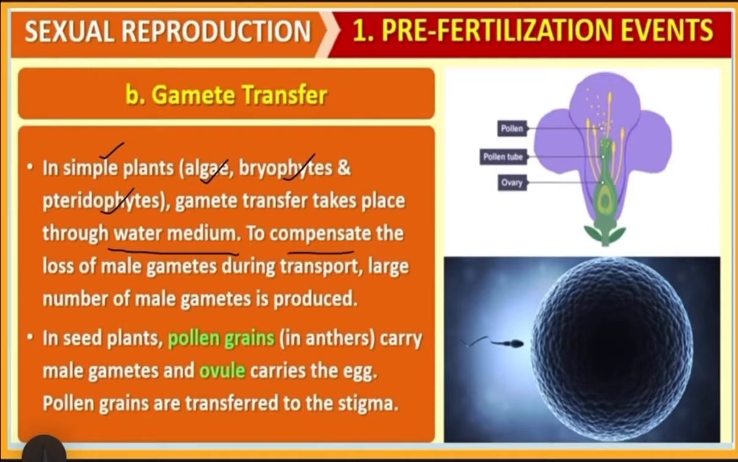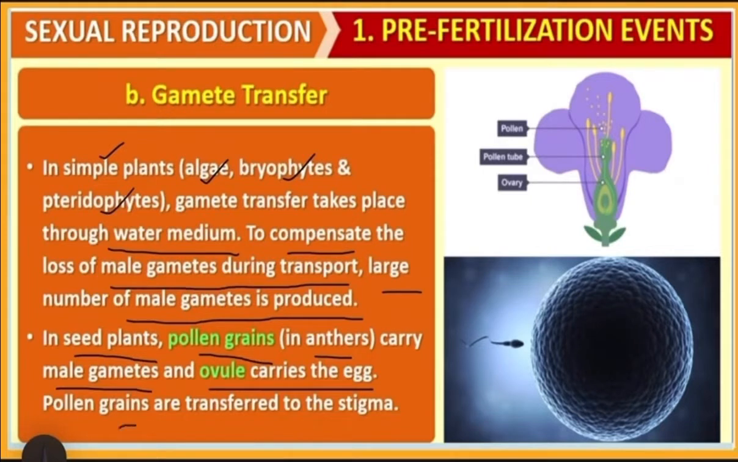To compensate the loss of male gametes during transport, because many male gametes are lost during transport, to compensate this loss, a large number of male gametes is produced. Many male gametes are produced so that the loss can be compensated. Now, in seed plants, pollen grains, which are present in anthers, carry male gametes. So pollen grains are the carriers of male gametes and the ovule carries the egg.